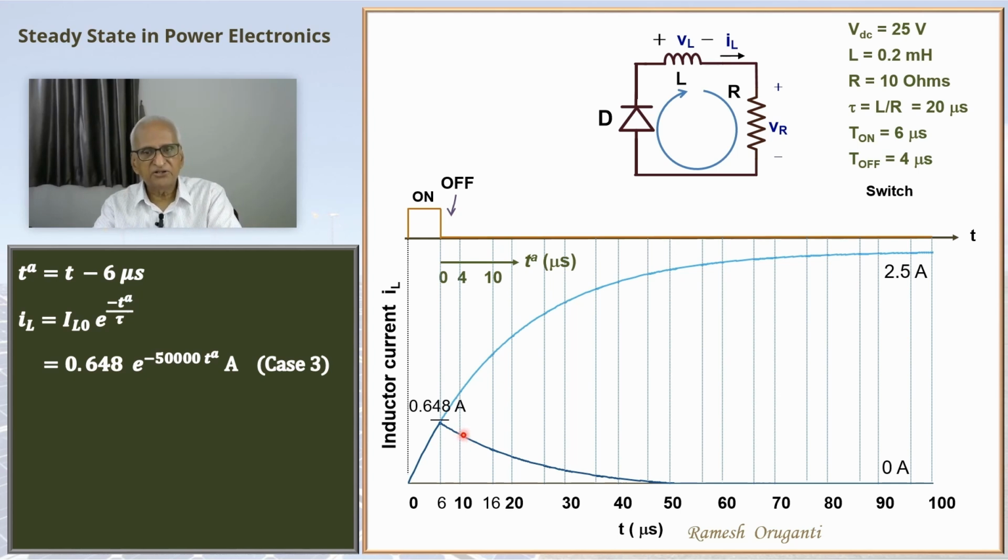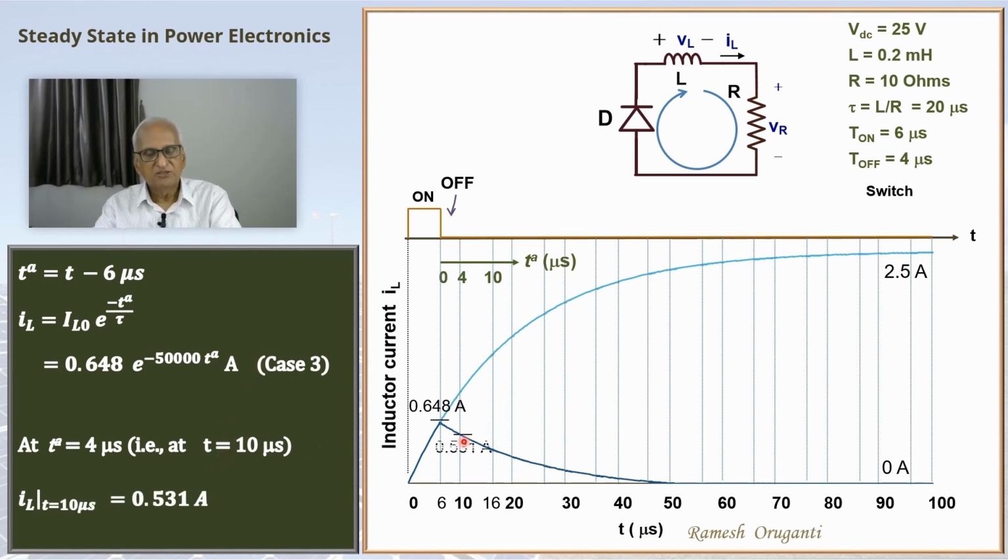So let's find the inductor current at t equal to 10. At TA equal to 4 microseconds, that corresponds to t equal to 10. I substitute TA equal to 4 here and I calculate this value, which is 0.531 amperes. Please do check it out. So this is 0.531. And don't forget, this part of the circuit is still there. So I'm just showing it here again.